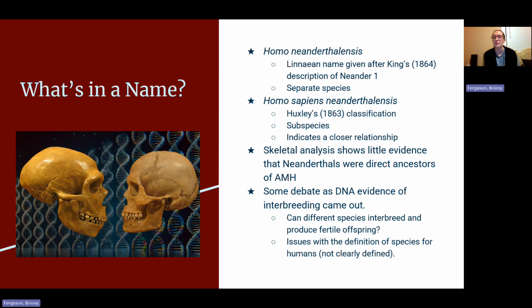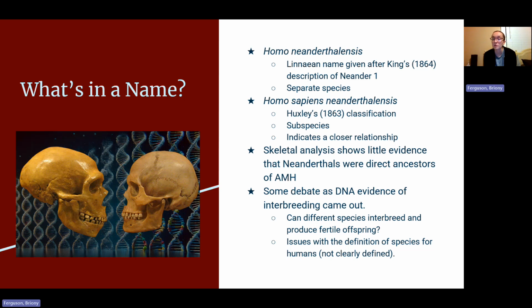The issue is that there isn't a really good or strong definition of species for humans. It's not very clearly defined. There isn't a rigidly set group of characteristics that indicate whether something belongs in Homo, much less if it belongs in Homo sapiens.